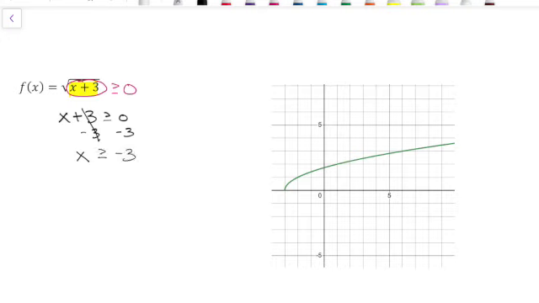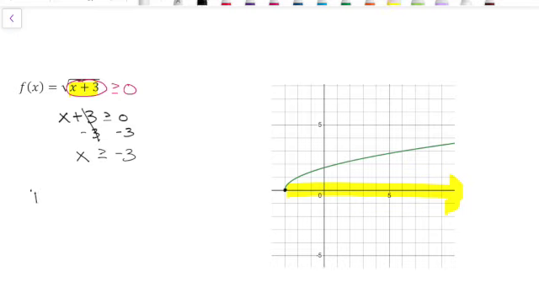Now, was I supposed to switch the sign? No, be careful. A lot of people switch the sign when they subtract. It's only when we divide or multiply by a negative number that we switch the sign. So this is inequality notation. Does it look right? Greater than or equal to -3. Well, here's -3, and it's everything greater than or equal to -3. Okay, so that looks good.